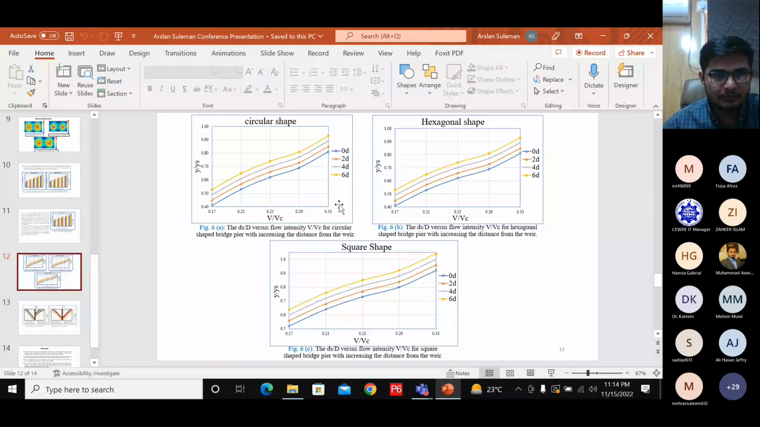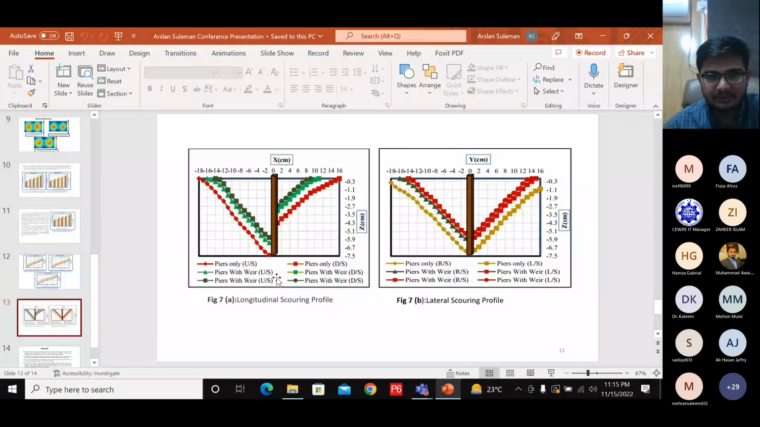to share my graphs. So here is the dimensionless scour versus flow intensity. This is for a circular shape bridge pier, and this is the hexagonal shape bridge pier. And you can see the maximum scouring occurs in the case of the square bridge shape when the distance is 6D from the pier.